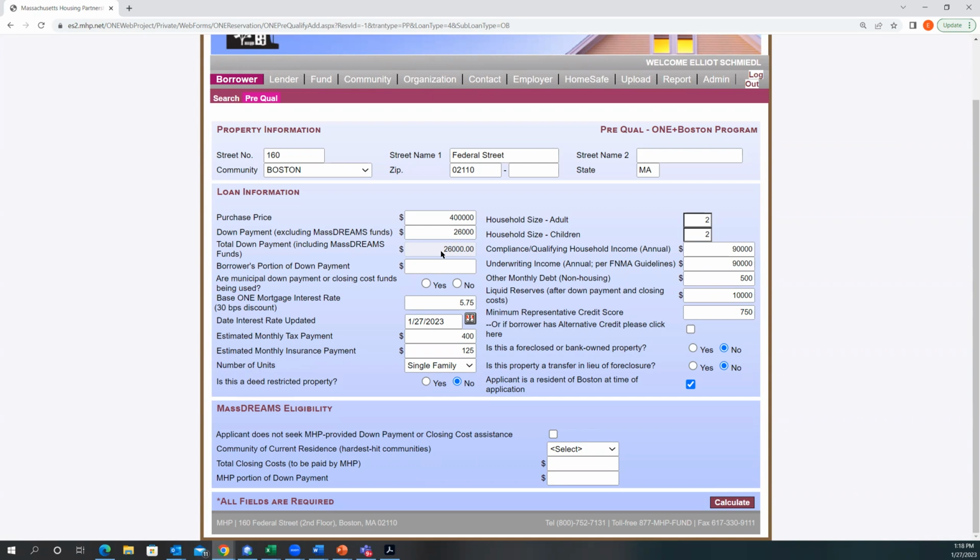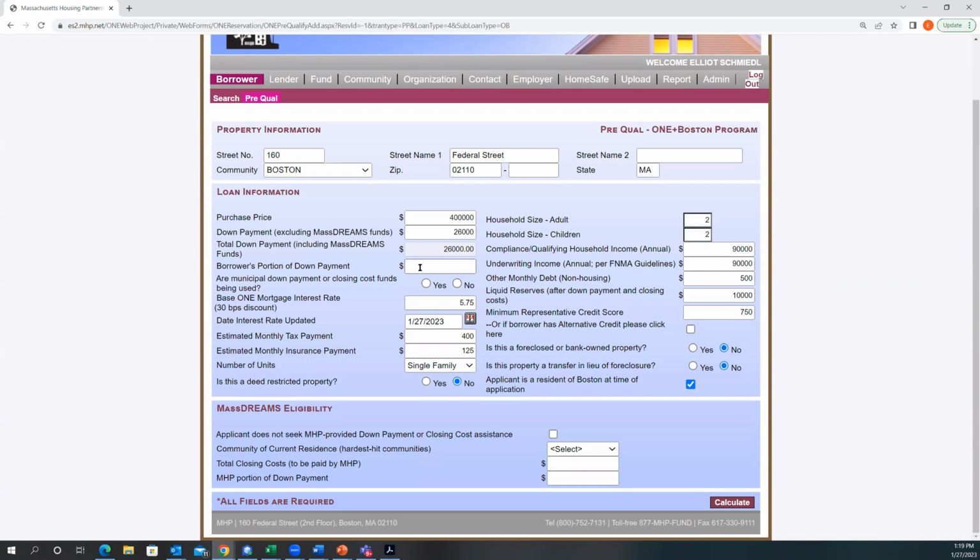The next box is titled Borrower's Portion of the Down Payment. And this is where you'll include only those funds provided by the borrower that meet your lender's own sourcing and seasoning requirements. This box will help MHP determine whether or not the borrower has met the program requirement of having their own 1.5% or 3% of the purchase price, depending on the property type, in the deal.